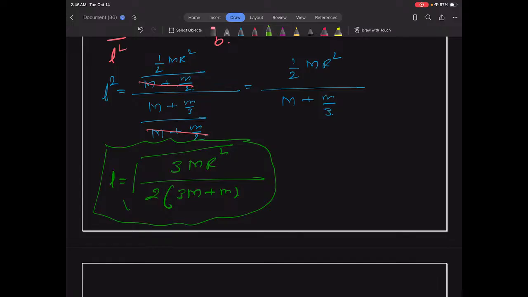So these were a few questions based on conservation and rotation, along with various theorems. Especially here we did the parallel axis theorem, and we tried to modify the questions: we took a massless rod, then we solved the same question for the massive rod. Some minor things were changed. So this completes all the questions. Thank you.